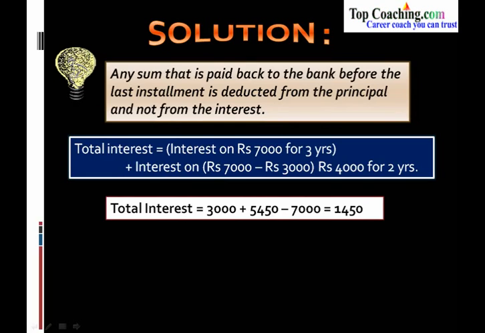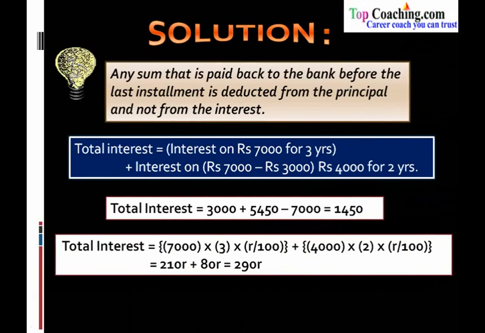So the total interest on the loan is equal to 1450. Now this would be equal to 7000 into 3 into R by 100, the interest on rupees 7000 for 3 years, plus this is for 2 years, so 4000 into 2 into R by 100. This becomes 210 R. This becomes 80 R. So when we add them, what we get? 290 R. So the total interest is equal to 290 R.